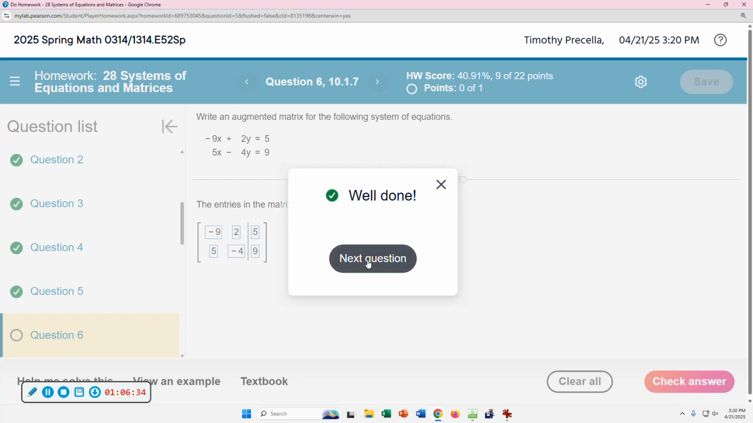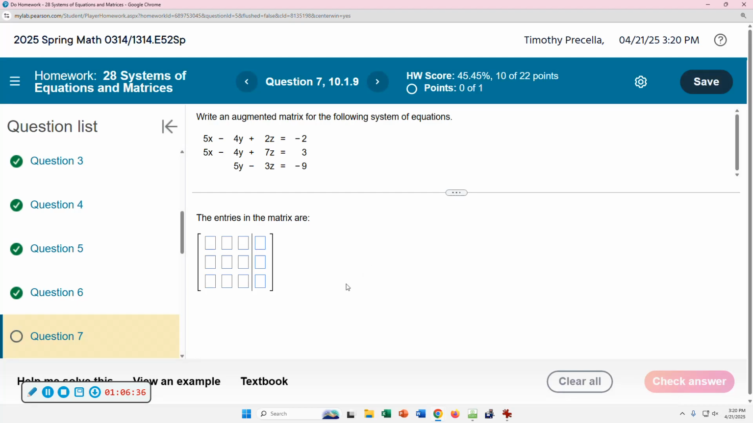Let's go to the next one. Write an augmented matrix for the following system of equations. Let me ask you something. Look at that problem. There are 3 equations. That means we're going to need how many rows in our matrix? There are 3 equations, so we're going to need 3 rows. How many variables are there?